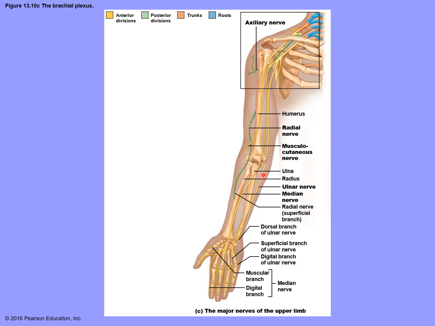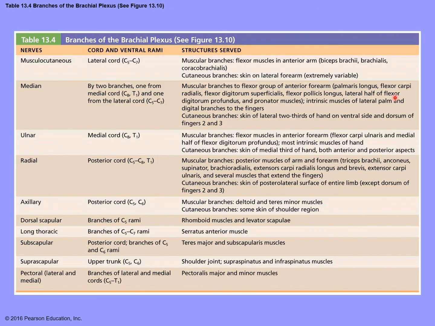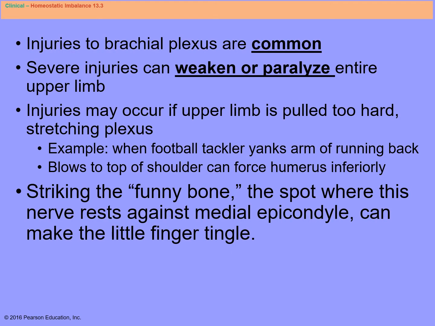So if I ask you to find the ulnar nerve, which of course is right here, don't be looking up here. That's not where we're at. This is just a description of these nerves, where they're found, what they innervate. Injuries to the brachial plexus are somewhat common. If it's a severe injury, it tends to weaken the upper limb, the arm itself, depending on how severe the injury is, whether or not it will paralyze it.